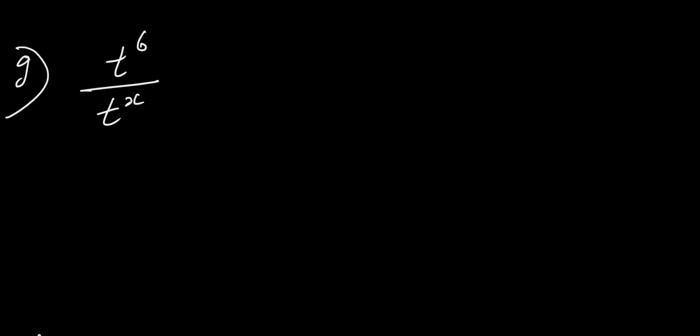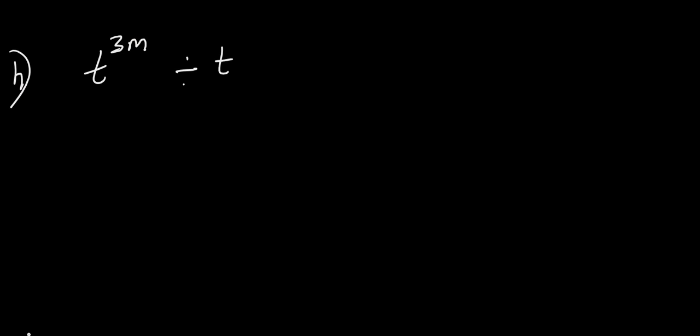Question G, we have t exponent 6 over t exponent x. Remember, this is division. We have to apply the division rule by subtracting the exponent of the denominator from the exponent of the numerator. So keep the base. The base is t. So t exponent 6 minus x. All right. So you cannot subtract x from 6, so you keep the exponent the way it is. So this is now the final answer to this question.